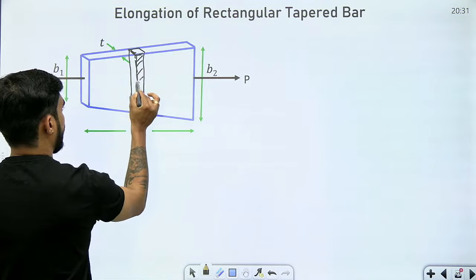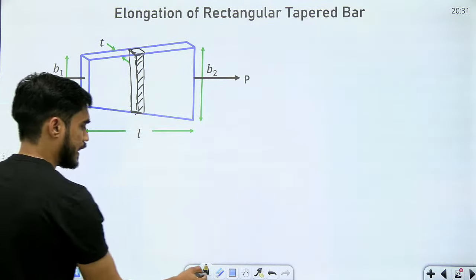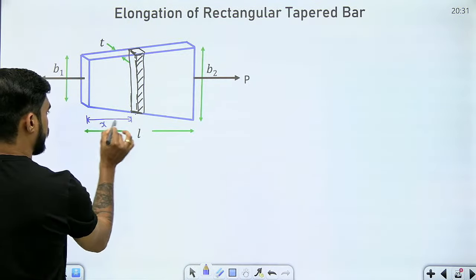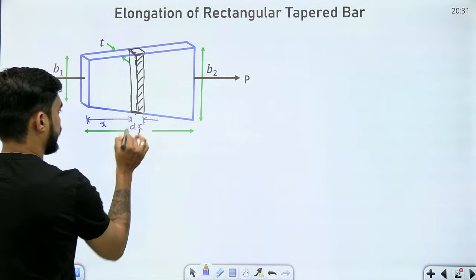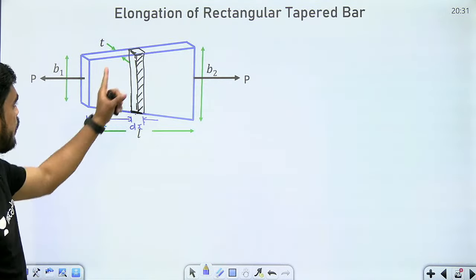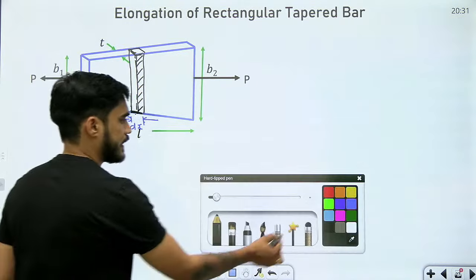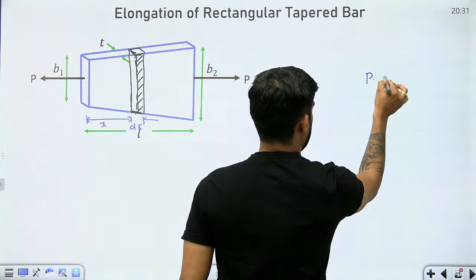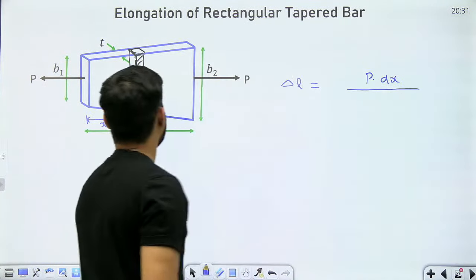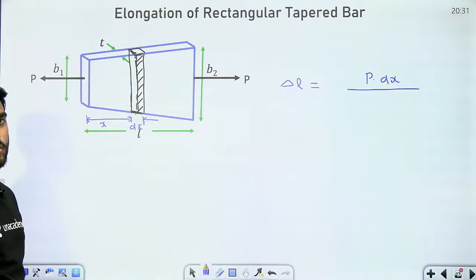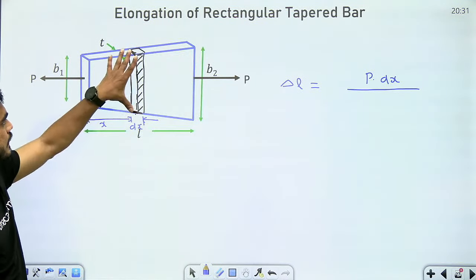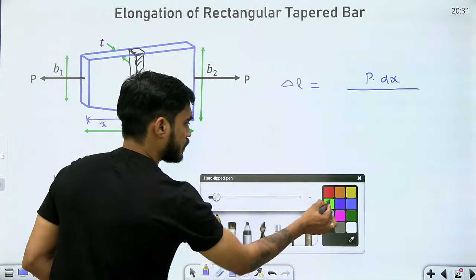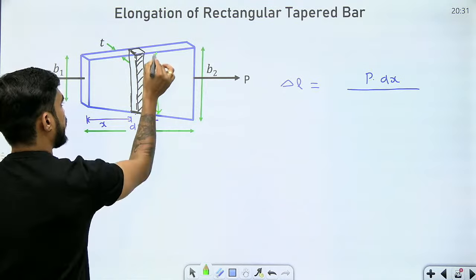So I am going to consider a very small element here also, beta, and this element will be at a distance x from here, and इसकी thickness कितनी हो जाएगी? dx. Okay. Now beta, for this element I can write this equation. Delta L equals P into dx divided by what will be the area? अब बेटा यहां पे ध्यान दो, एरिया क्या हो जाएगा? Let's consider that the height of the element is b.